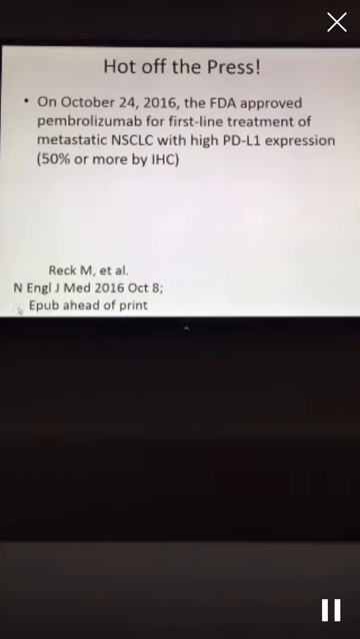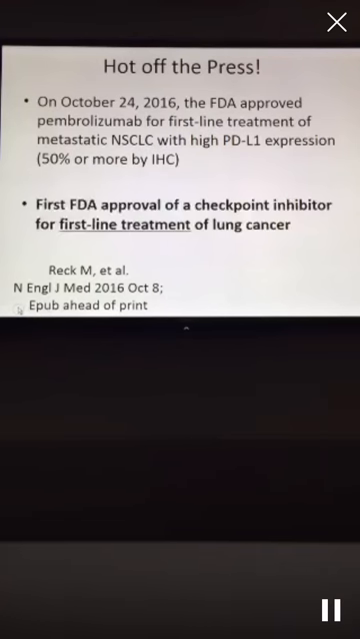If more than 50% of tumor cells showed that staining, and they were given this checkpoint inhibitor pembrolizumab, they did better. I'll repeat this: they did better than standard chemotherapy. That's a huge advance in lung cancer. One arm got only a checkpoint inhibitor, while the other arm got the standard chemotherapy we have been giving for many decades. The people who got the checkpoint inhibitor had better progression-free survival, and possibly better overall survival. The side effects were less too: there were fewer serious side effects on the immunotherapy arm than on the chemotherapy arm.